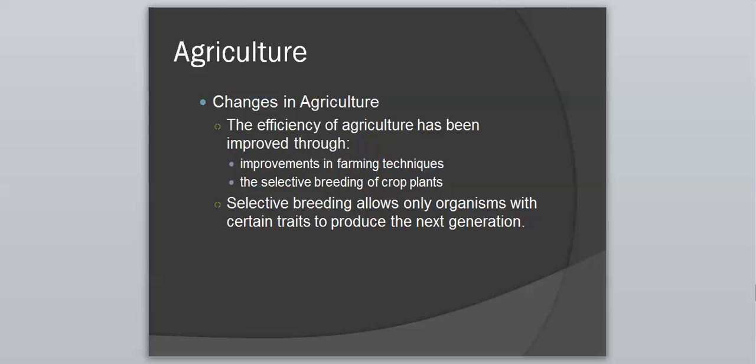Selective breeding allows only organisms with certain traits to produce the next generation. Again, we only use the tall plants because we only want tall corn or something like that. So that's what selective breeding is.